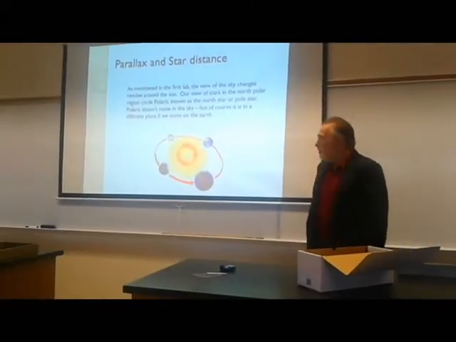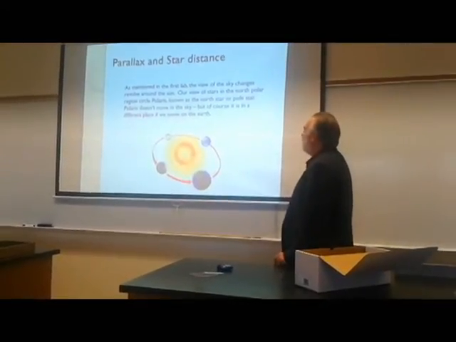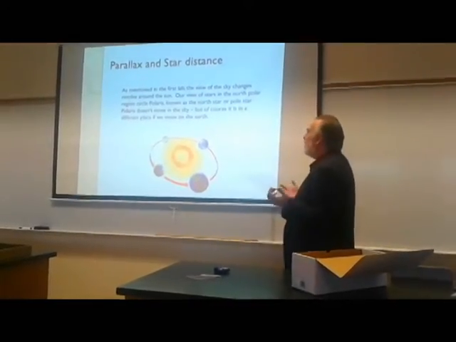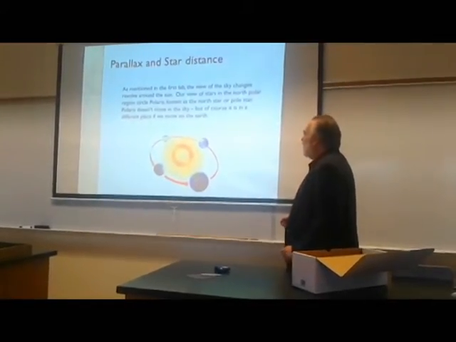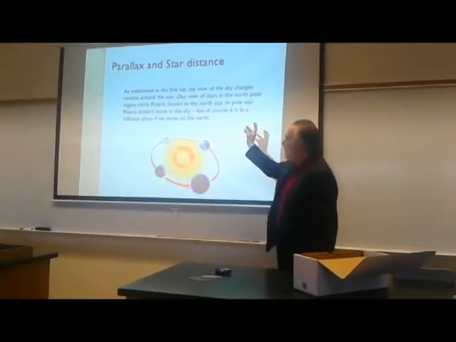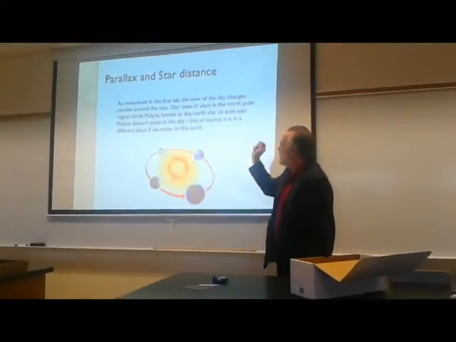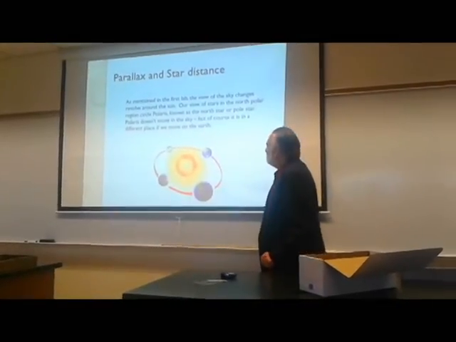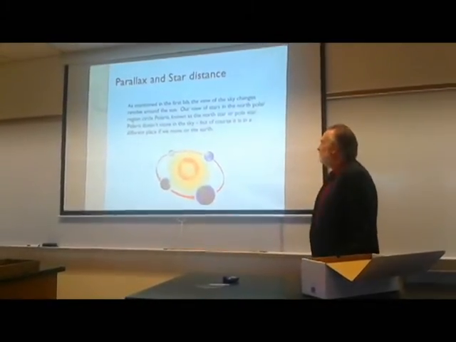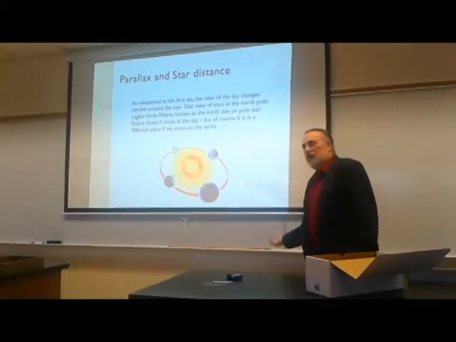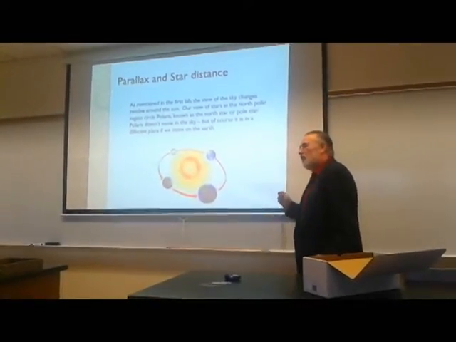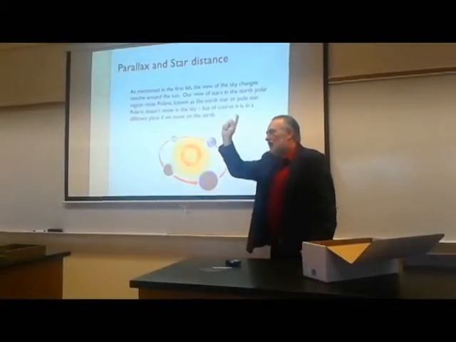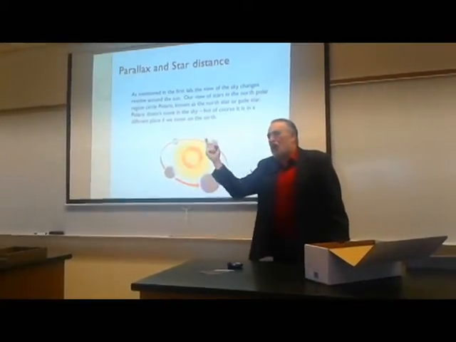So, if you remember from the first lab, how we see the sky changes depending on where we are. Our views of the northern polar region circle Polaris, because Polaris doesn't move in the night sky. Of course, it's in a different place if we're in a different place on Earth. But all the stars will circle Polaris as we turn on our pivot.